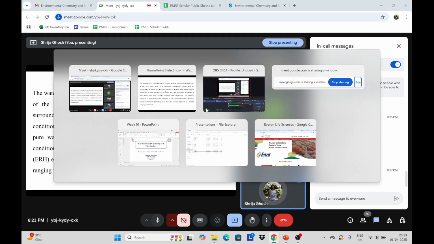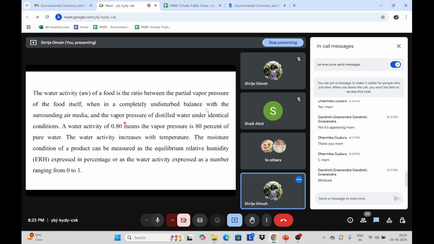is this clear to everybody? Do you understand why it is not the moisture content but the water activity? That is the ratio between the partial vapor pressure of the food with respect to the pure water under the same conditions.